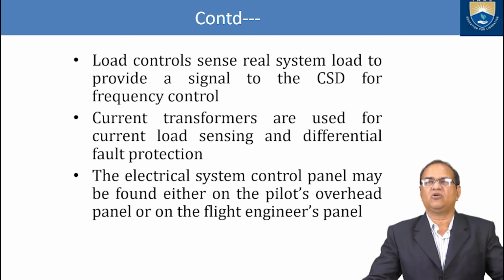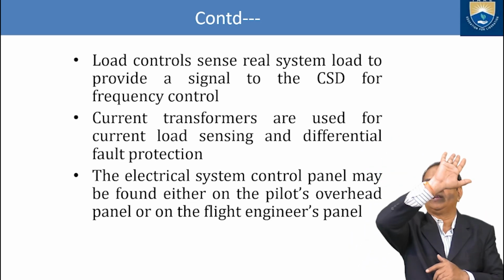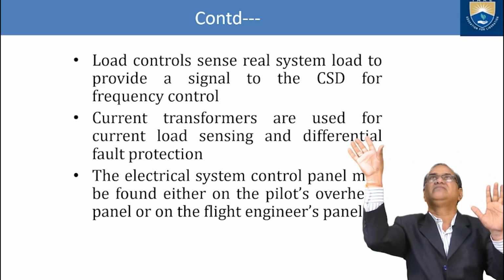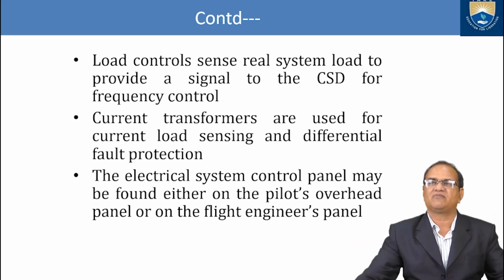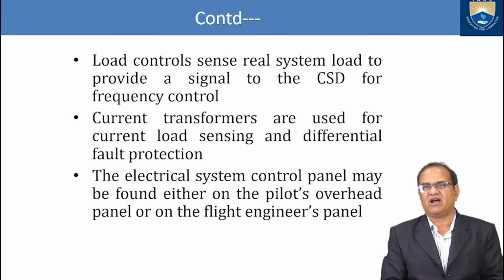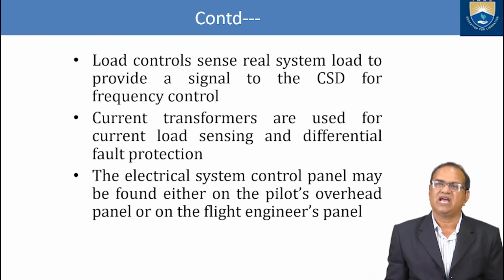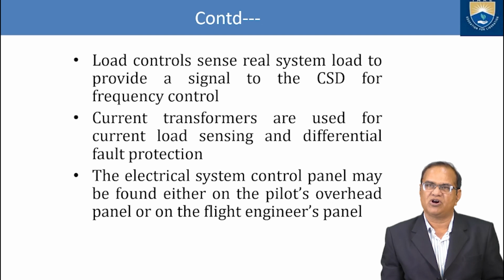The electrical system control panel may be found either on the pilot's overhead panel or on the flight engineer's panel. So the electrical system control panel may be on the top of the overhead. You can see the pilot has to reach up like this, and there is a control panel. From there, the pilot will be able to control. If it is an old type of aircraft, there may be a flight engineer. The flight engineer has a panel, and in that, he can take action, take the necessary precautions, and try to rectify the fault.